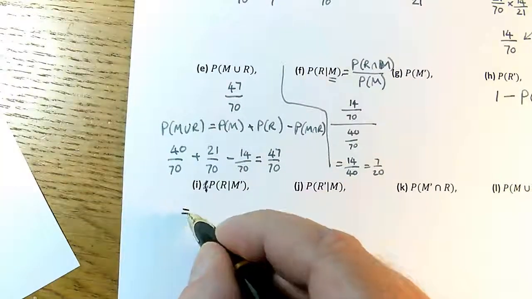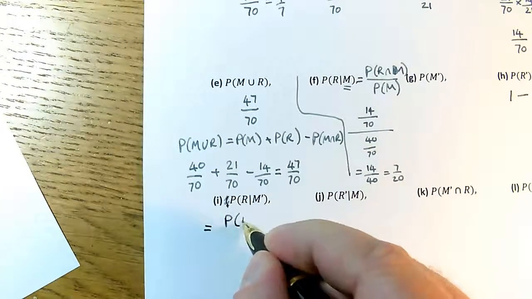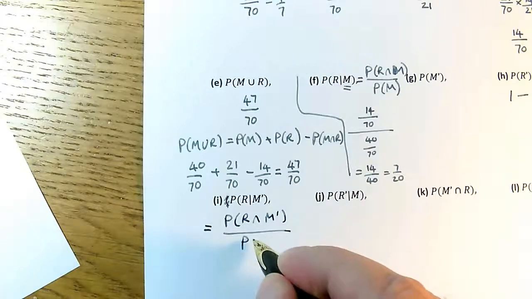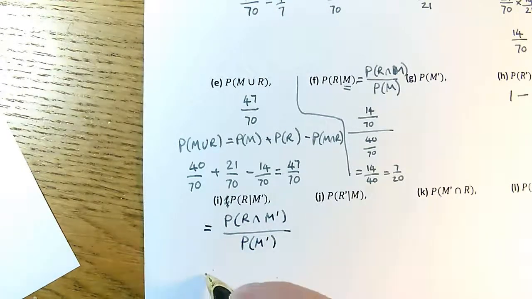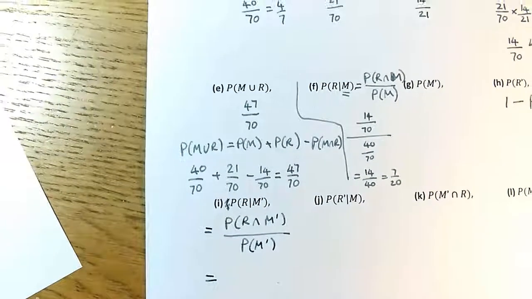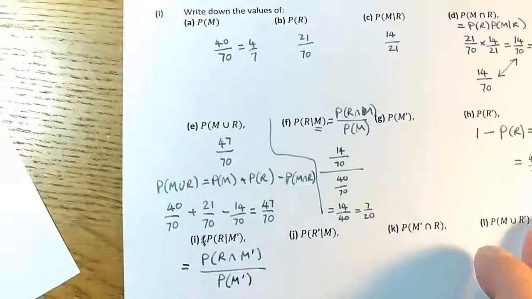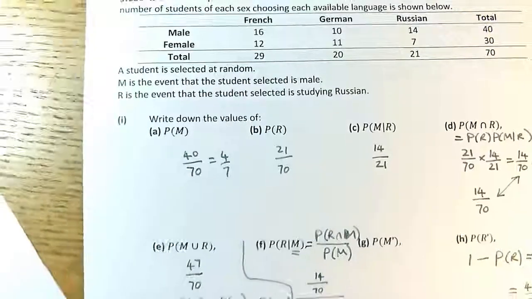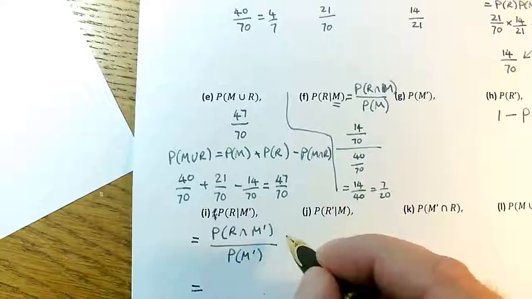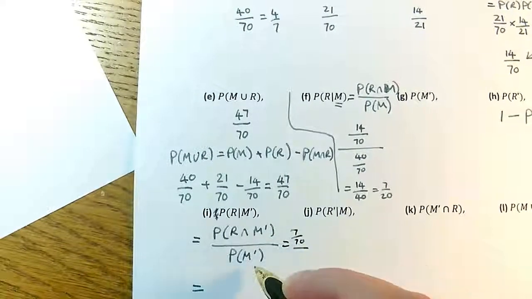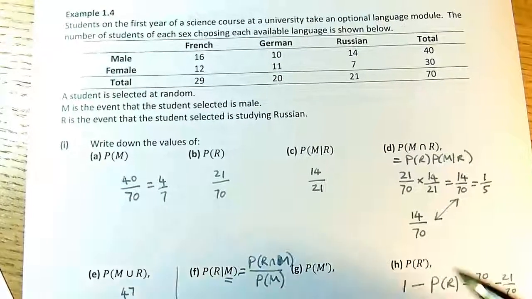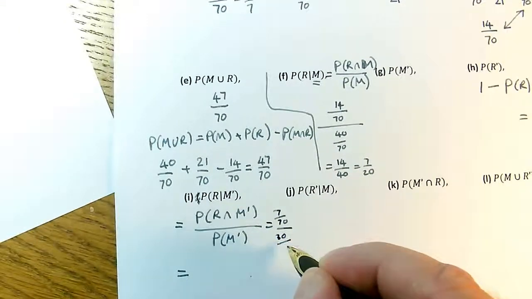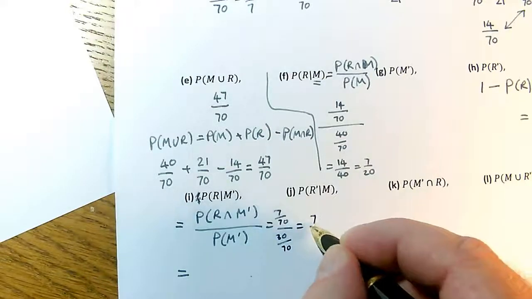Okay, well, let's use the formula first. So that's the probability of studying Russian and M dash, not being male, over the probability on the bottom, the probability of not being male. What are the probabilities? The probability of being Russian, and that's effectively female, isn't it? So the probability of studying Russian and being female is this 7 here. So that top probability is 7 70ths. And the probability of not being male, the probability of female, is 30 females out of 70 students. So it's 30 70ths on the bottom, and when I cancel my 70ths, this is 7 30ths.